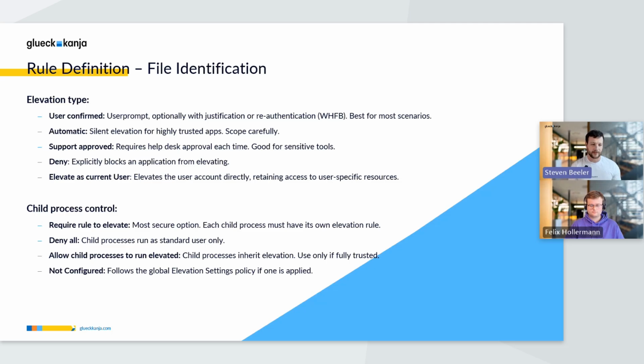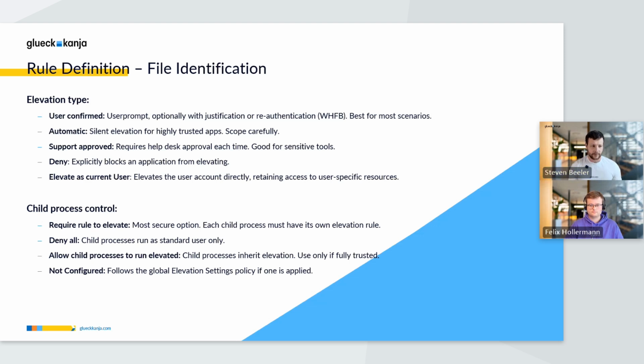Then the next elevation type would be automatic. I think the name speaks for itself. The user can elevate themselves and they don't have to type in any business justification or do any re-authentication. We would recommend being really careful with scoping this, because usually you should at least have one requirement to elevate the rights.